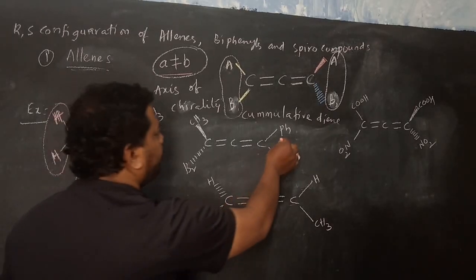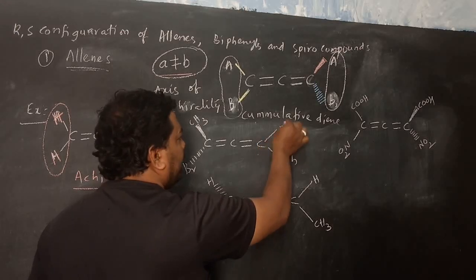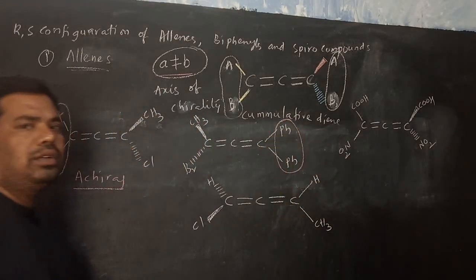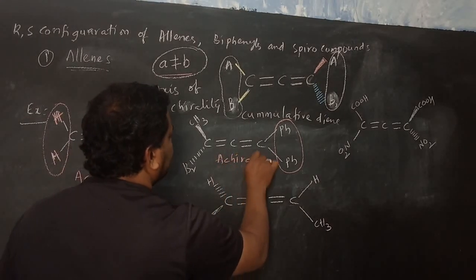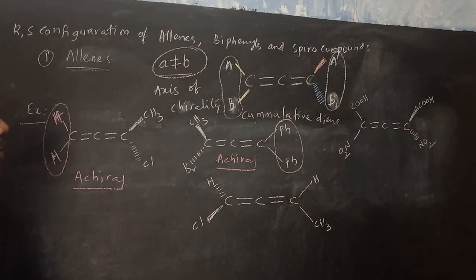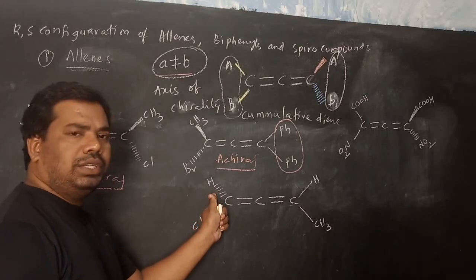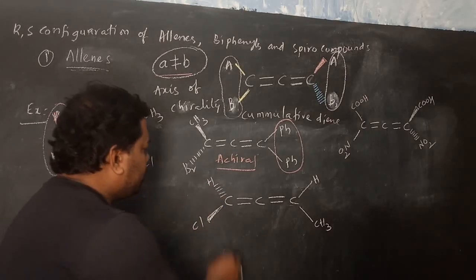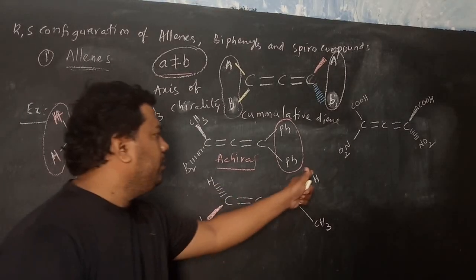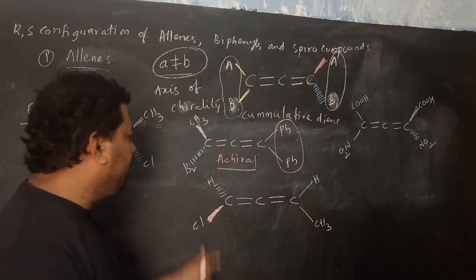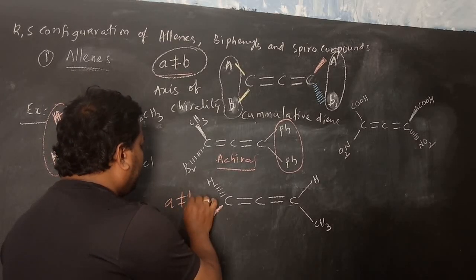So here you can see CH3, Br, and here we have two phenyl substituents attached to this end. The two phenyls are identical, so it is not chiral, it is an achiral molecule. Okay, so we will look at two of the examples. Here you can see hydrogen and chlorine, this one toward the observer and this one away from the observer, and these two are present in the plane of the paper.